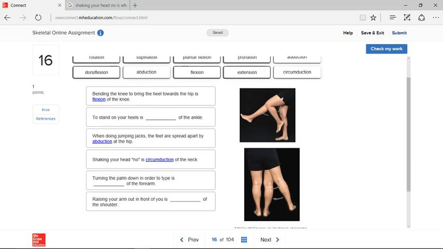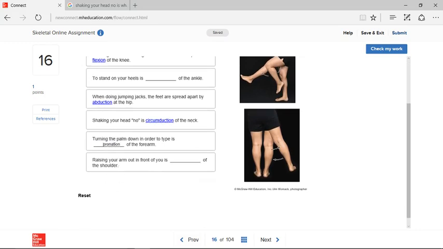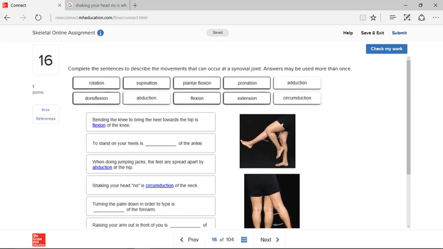Turning the palm down in order to type is blank of the forearm. Is pronation. Right? Pronation. Man, we live in a pronation world. I honestly have no idea what that means. Don't ever take my word for granted.